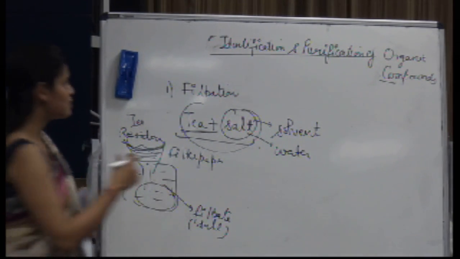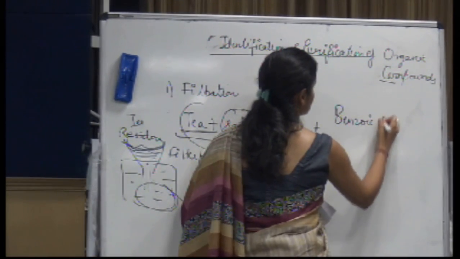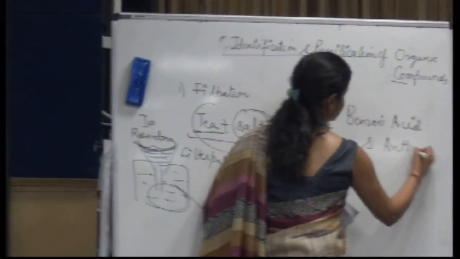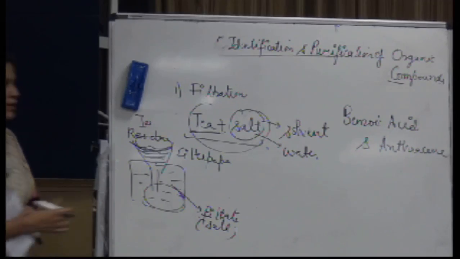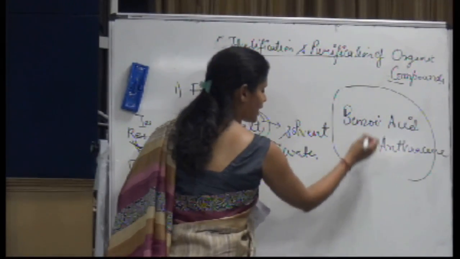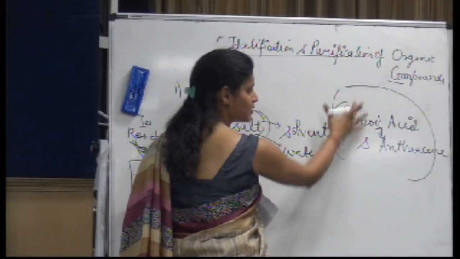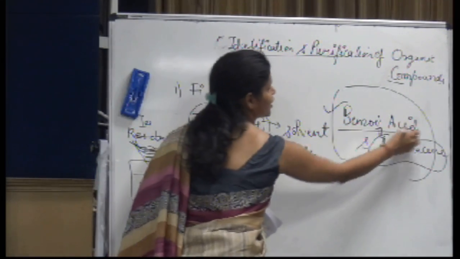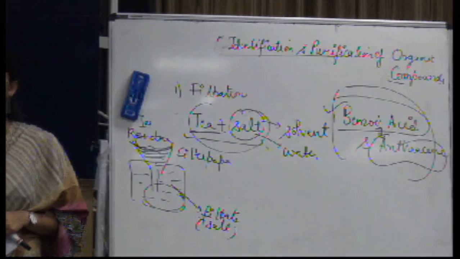Otherwise, the example for this filtration is benzoic acid and anthracene. Benzoic acid is soluble in water. So I'll take this mixture and I want to separate benzoic acid and anthracene. I'll take hot water in which benzoic acid is soluble. I'll filter that mixture and I'll be left with insoluble anthracene on the filter paper, and in the solution I'll be having benzoic acid which can be crystallized out by cooling the filtrate, and hence I can separate. This was the example for filtration.